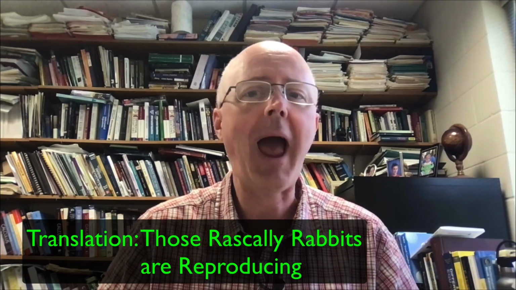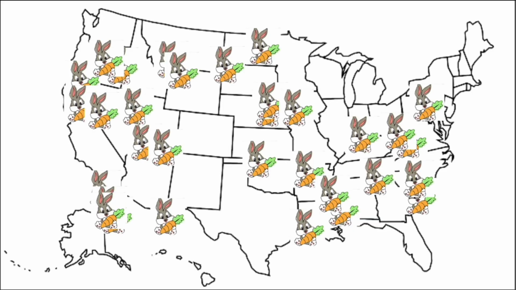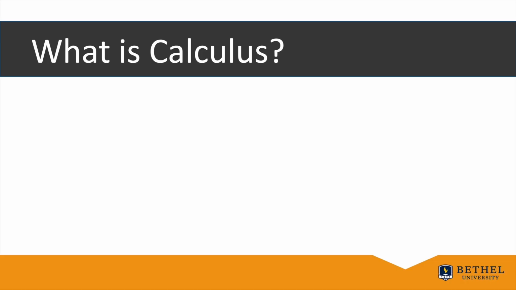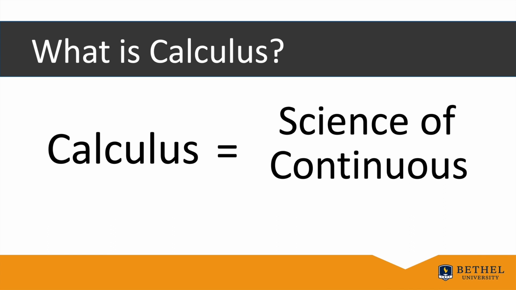Those wascally wabbits, how fast are they producing? Rapidly. How can we model such change? With calculus, because calculus is the science of continuous change.